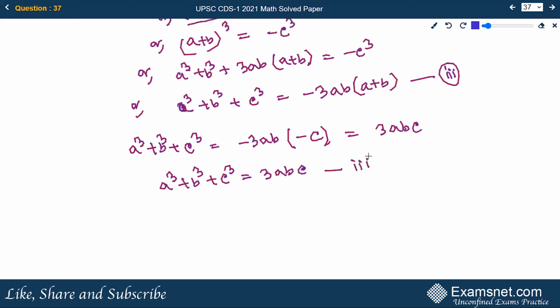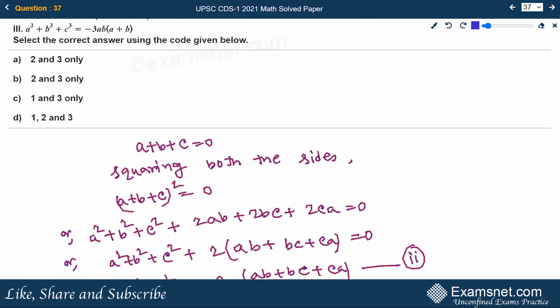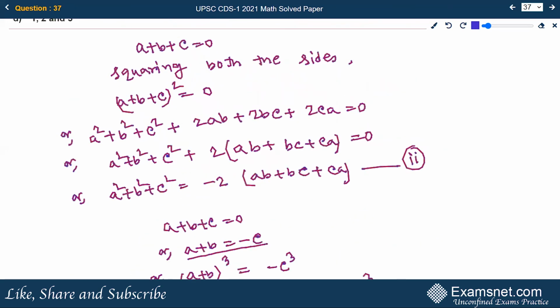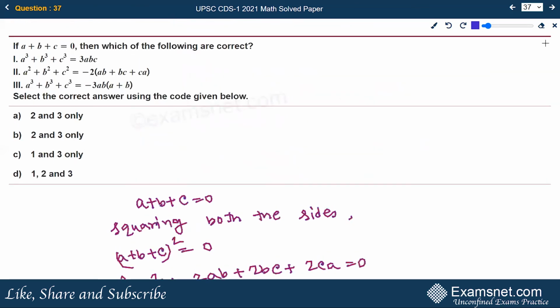So here the first one, let me check. Yes, the first one is also correct. A cube plus B cube plus C cube equals to 3ABC. So we got that 3 statements are correct. So 1, 2, 3. All the statements are correct. Option D is the correct answer.